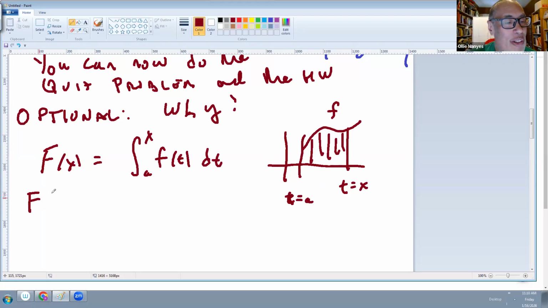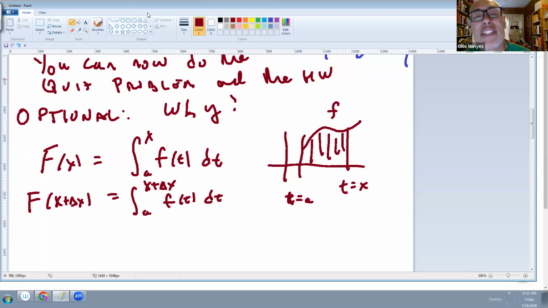Now, if I add a little bit to this, you go to x plus delta x, f of t dt. And I should have actually used a different color here. Well, if you go to t equals x plus delta x, and assume delta x is so small that we stay between a and b, where we know f is continuous, we get this little extra bit right here, right?